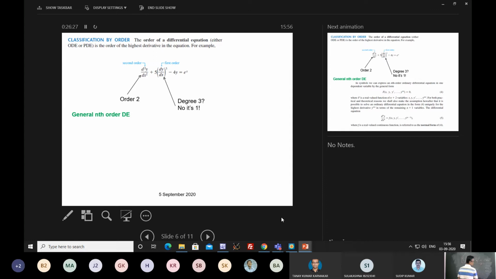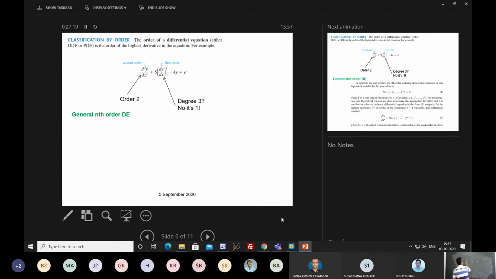Now, there are ways of writing a differential equation. Look at the given differential equation. Obviously, it involves the second order derivative, the first order derivative, and of course the dependent variable itself, and then on your right hand side it is some function of the independent variable x.